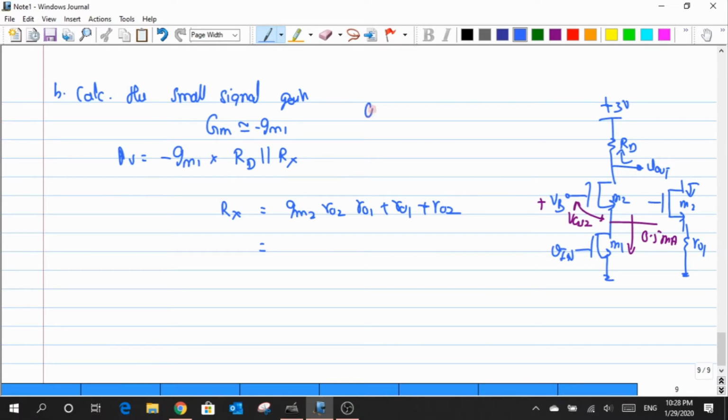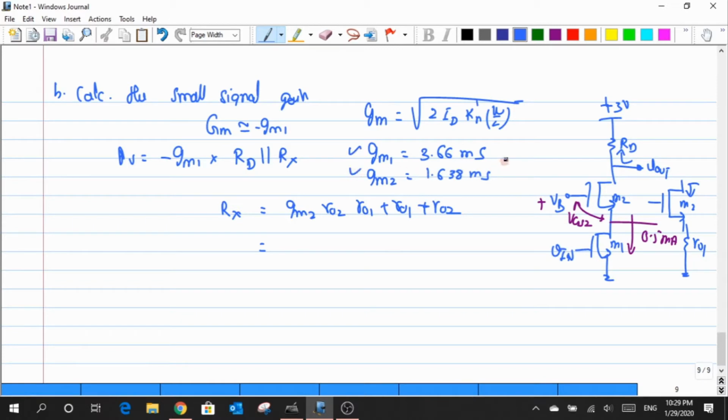I'll quickly write down how to compute the value of gm with a common expression, which is the square root of 2 ID Kn dash W by L. I can make use of this expression to compute both gm1 and gm2. If I do so, I end up with gm1 being 3.66 millisiemens and gm2 being 1.638 millisiemens. These are the two values I get by making use of this formula and the corresponding W by L factor.